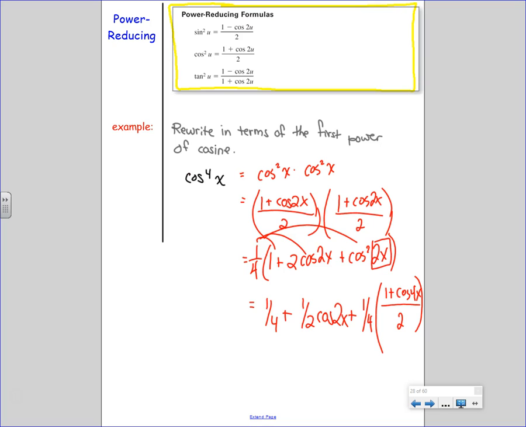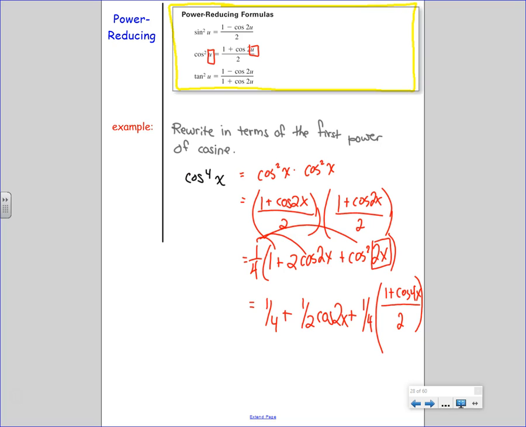What's in the u spot that needs to be doubled? It was cosine squared of who? 2x. And what do I do with whoever's in there? I double them. So 2x doubled, or 2x times 2, is going to be 4x.